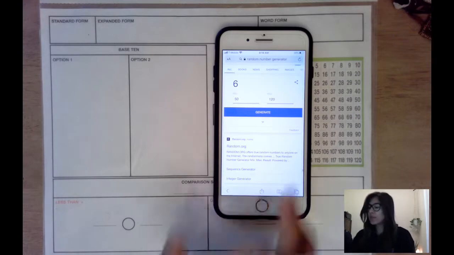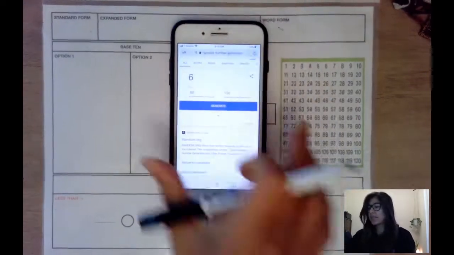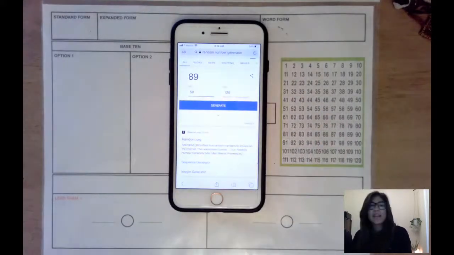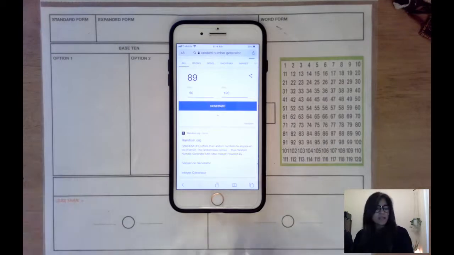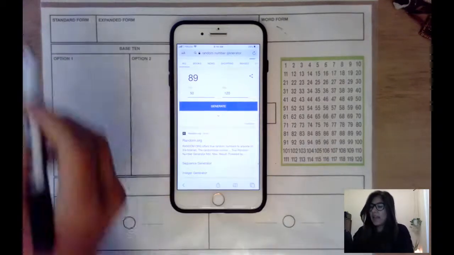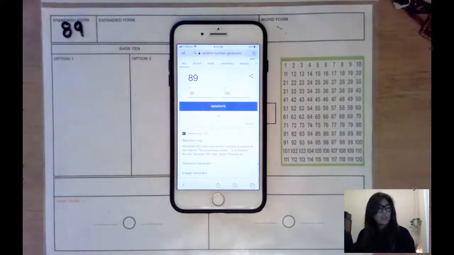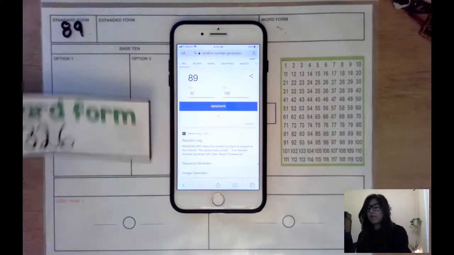So first we're going to generate what our number is going to be today. Are you ready? Okay, and the number of the day is, say it with me please, 89. Alright, so the very first thing that I do is write my number in standard form.